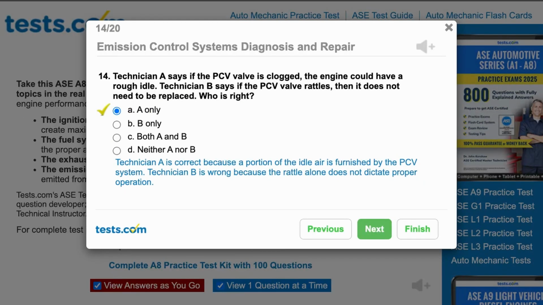A. A only. Technician A is correct because a portion of the idle air is furnished by the PCV system. Technician B is wrong because the rattle alone does not dictate proper operation.